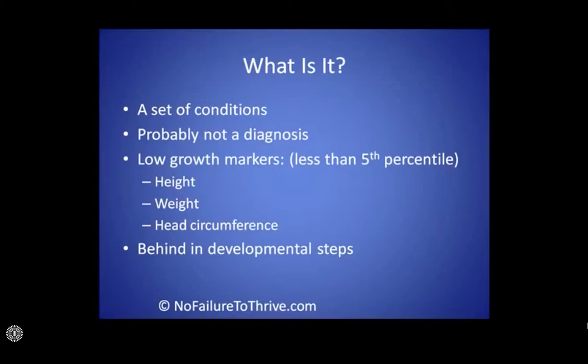Generally speaking, it's low growth markers. That is, a child is lower than the fifth percentile in height, weight, and head circumference of all other children in the country for the same age. In many cases, a child with failure to thrive is behind in developmental steps.